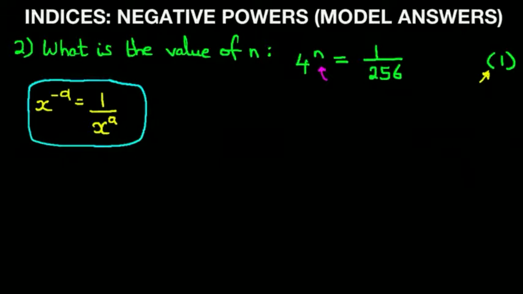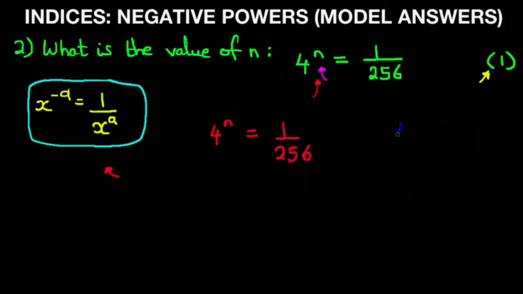So from our formula, x to the power of minus a equals 1 over x to the power of a, we know straight away that n will be a negative number. So let's write this down. 4 to the power of n equals 1 over 256. So I've just rewritten the equation down because we're going to work with this. So how many times does 4 have to be multiplied by itself to give 256?